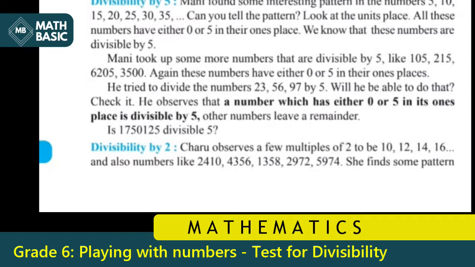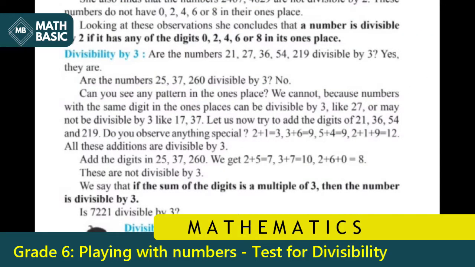Divisibility by 2. A number is divisible by 2 if it has any of the digits 0, 2, 4, 6 or 8 in its ones place. Divisibility by 3. If the sum of the digits is a multiple of 3, then the number is divisible by 3.